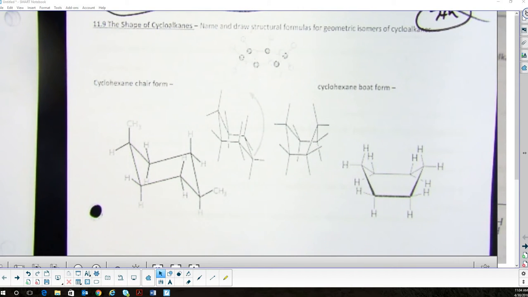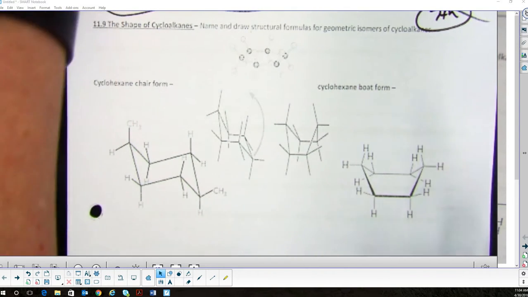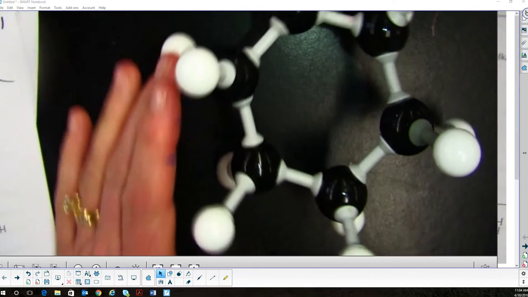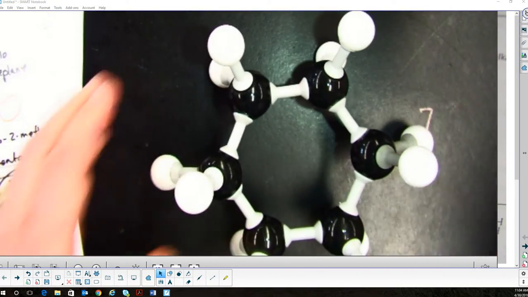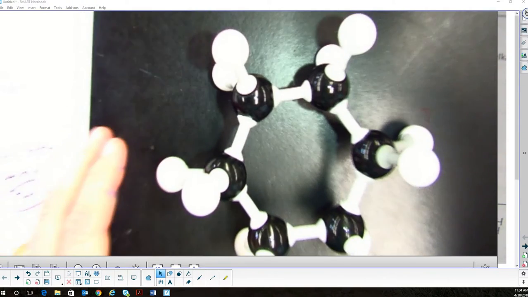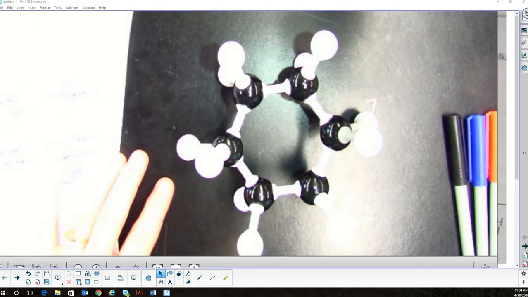Okay, so when we look at the shape of alkanes, I've made a model here, and the model does not project real well, but I'm going to put it down here so you can sort of see. That's about as big as I can make it. See if I can zoom out any. Okay, so here's my model.